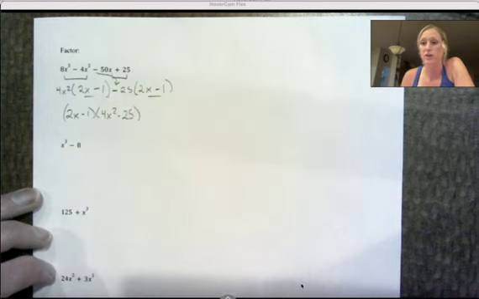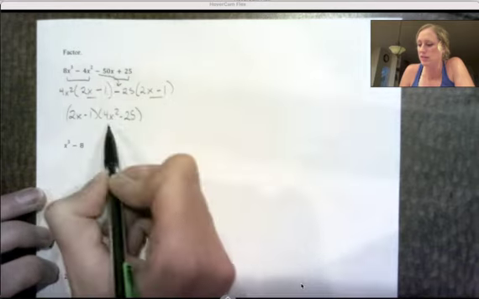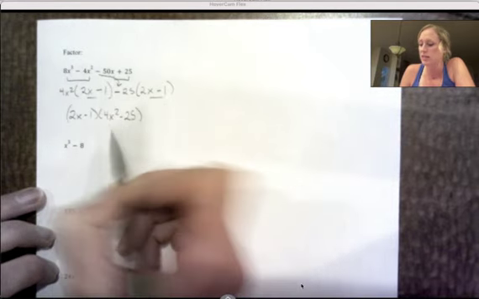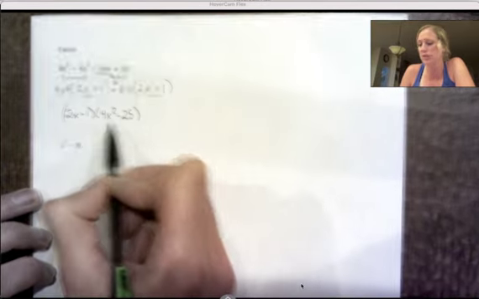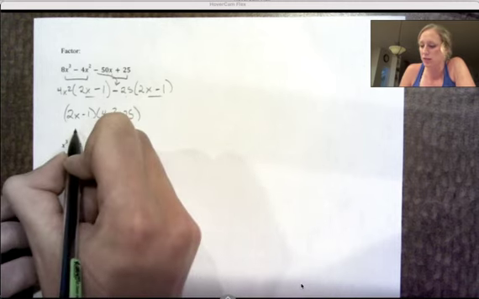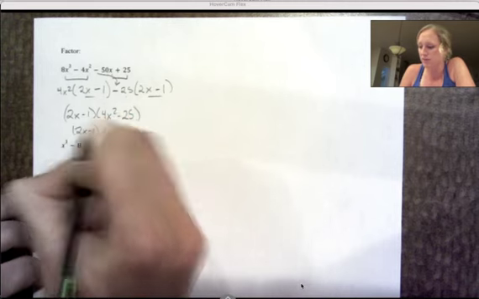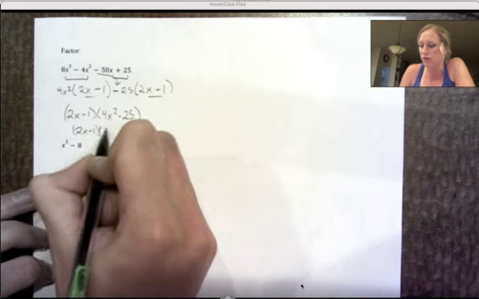Now we actually can go a step further because this is difference of squares. It's subtraction, 2 terms that I can take the square root of. So the 2x minus 1 stays the same. This one, the square root of 4x squared is 2x.